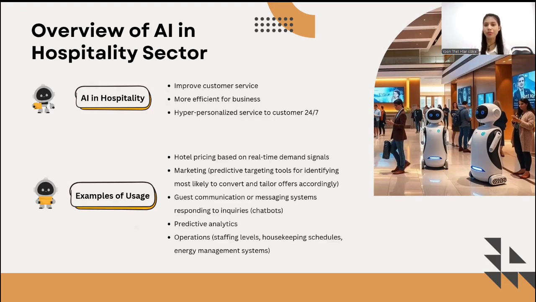If I have to give an example, as you may see, artificial intelligence can set hotel pricing based on real-time demand signals. Moreover, it also helps in marketing, such as predictive targeting tools for identifying those most likely to convert and tailoring offers accordingly. Moreover, it provides guest communication or messaging systems by responding to inquiries. Nowadays, we can see chatbots not only in the hospitality sector, but also in the retail market and even for online shopping. And the next one is predictive analytics. They give information and data according to their analysis programs. And they are also helping in operations, such as staffing levels, housekeeping schedules, and energy management systems. So this is the overview of AI in the hospitality sector. Let's move to the next slide.